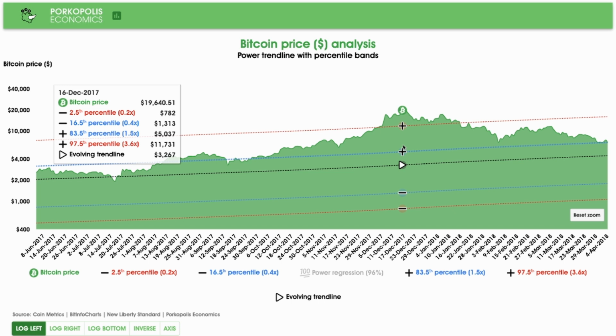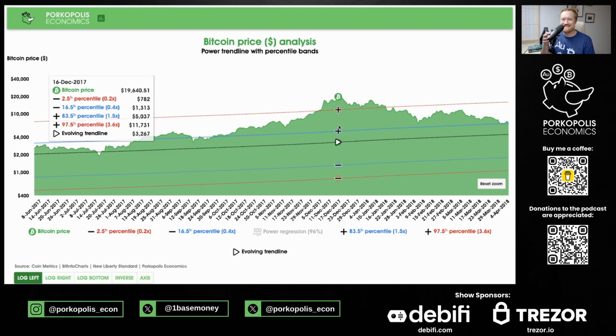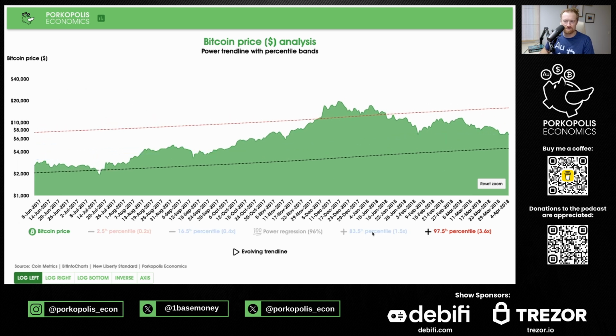And you see the 97.5 percentile. How did I get that red band at the top? Let's just take all this off so you know exactly what we're looking at. We're looking at what happens during the booms when the trend line gets a little bit overextended. In this case, with this data, 97.5 percentile, 3.6x, what does that mean? That means this red band is 3.6 times higher than the trend. The evolving trend line now is 3,267.